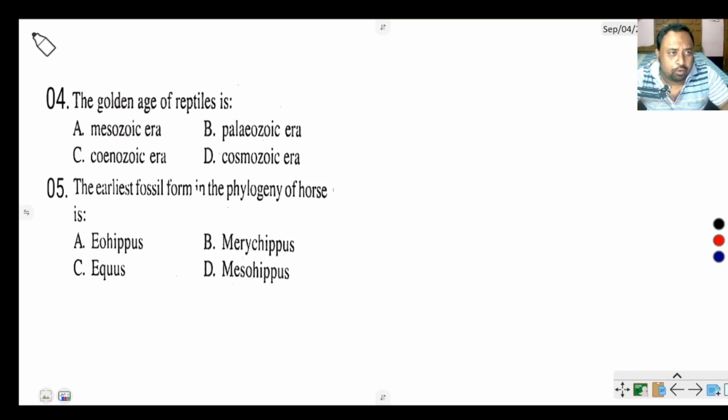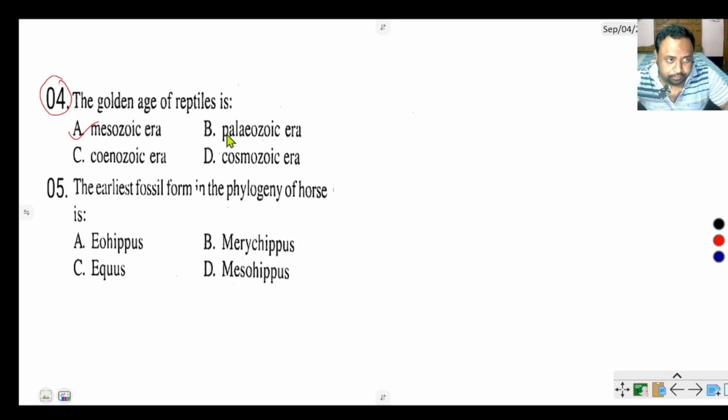Next question, the golden age of reptiles. The golden age of reptiles is Mesozoic, Cenozoic, Paleozoic, or Cosmozoic era. So the golden age is the Mesozoic era. The Mesozoic era is also divided into 3 different epochs, that is Cretaceous, Jurassic, and Triassic. Large dinosaurs appeared in this era.